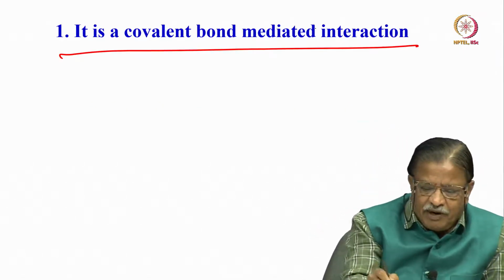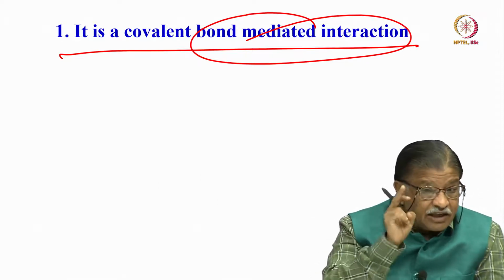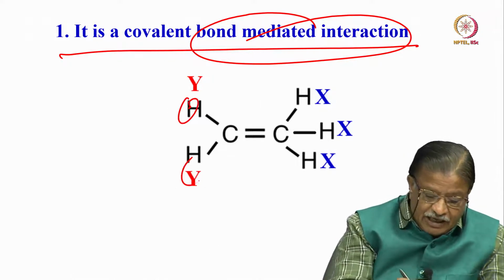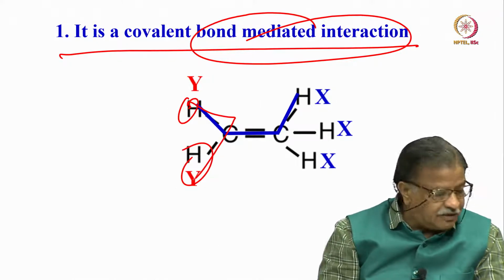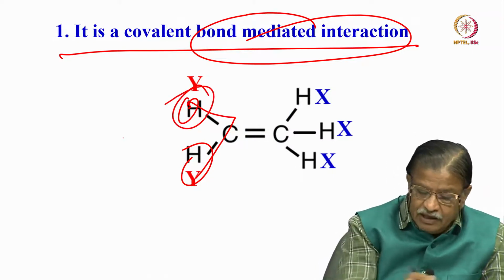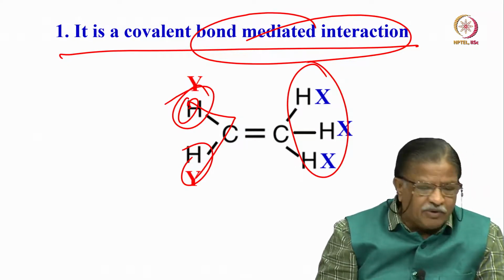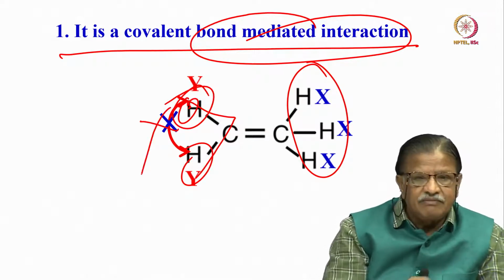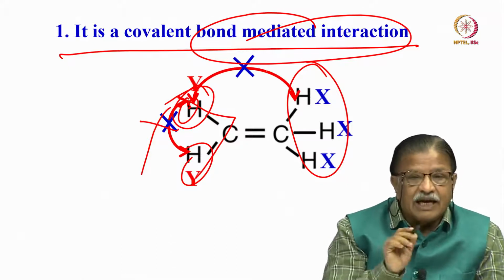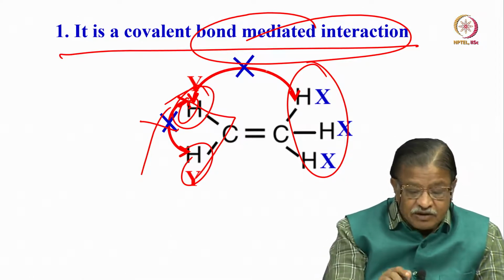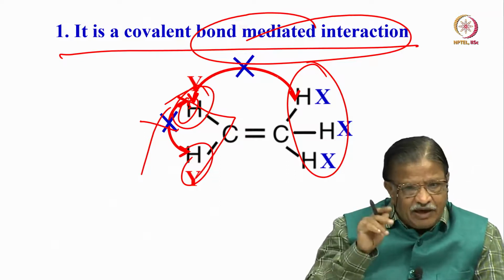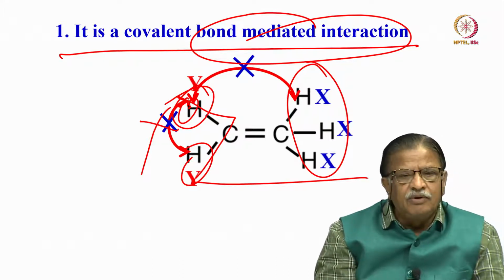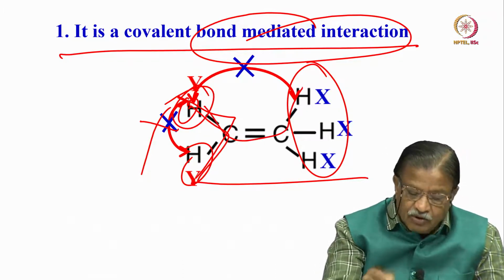First of all, it is a covalent bond mediated interaction, it is not a through space interaction. Consider a molecule like this. Now, this proton can interact with this proton through covalent bond like that, and this proton can interact with any of these protons or all three protons through bonds like this, and there is no way it can interact like this, that is not possible. That is a through space interaction, a dipole interaction, which is a different thing which we are not discussing. But scalar coupling is always mediated through covalent bond, it goes only through bonds.